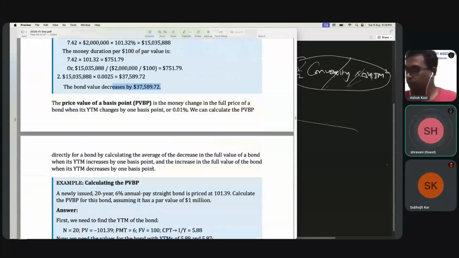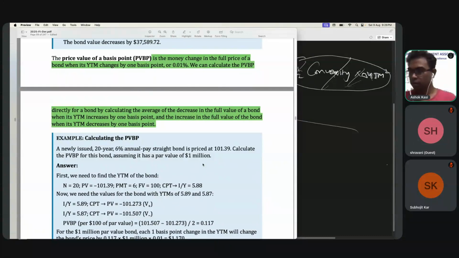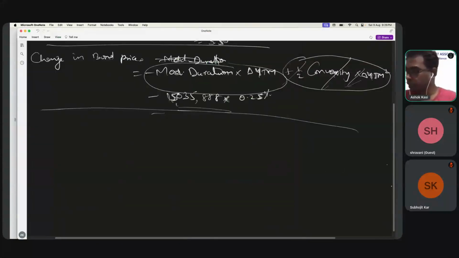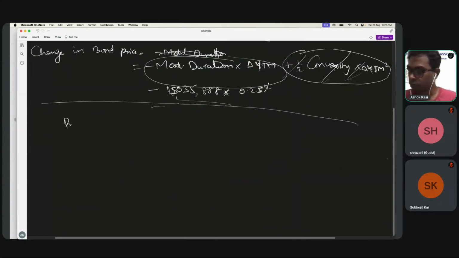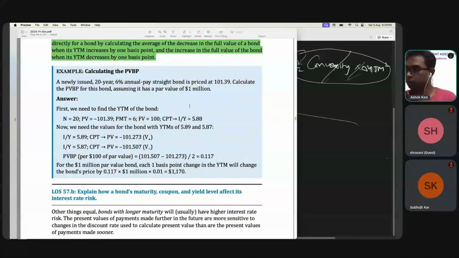Okay? Then price value of a basis point. You should know this articulation also. But before that, we'll do the sum. Okay, let's go through this question. Price value of a basis point. PVBP means price value of a basis point, means what, you know? That means change in the bond price for change in the bond yield.